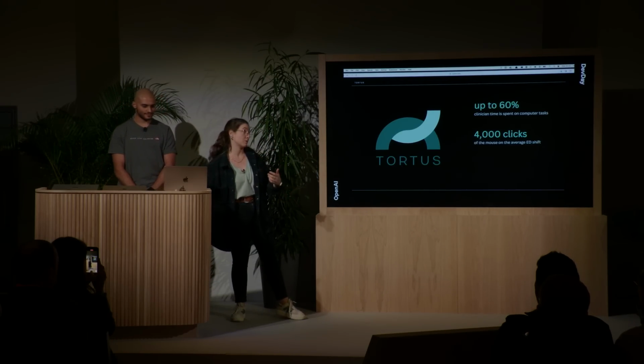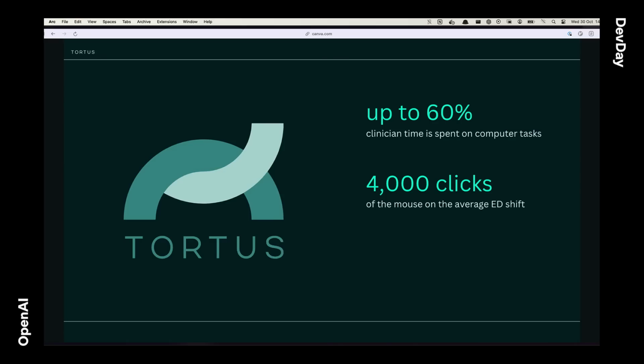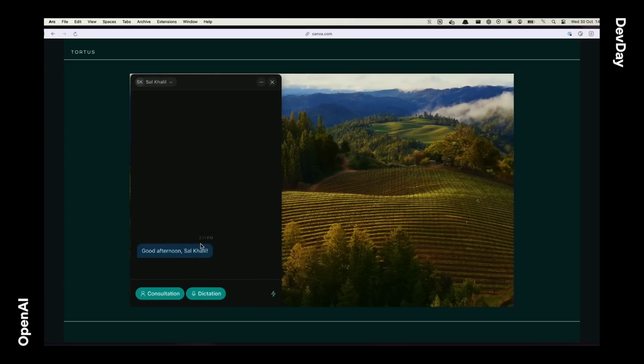And today, this is really critical, because up to 60% of clinician task time is spent on computer tasks, such as entering data and filling tests and making orders, which can average up to 4,000 clicks on a typical shift. It's therefore of no surprise that 53% of clinicians report that they are burnt out, with computer use being one of the leading causes of this burnout. Let's see how Tortus works.